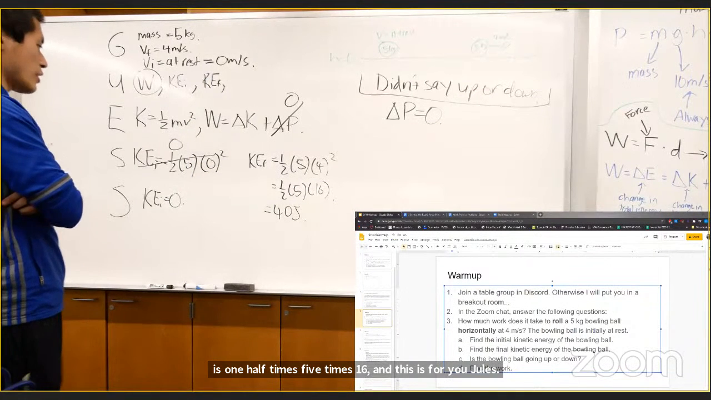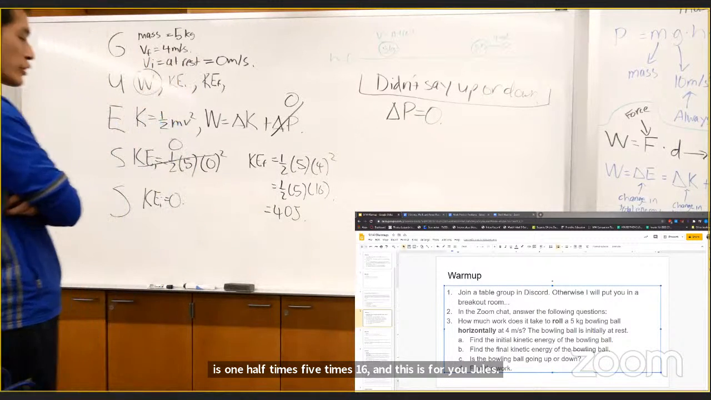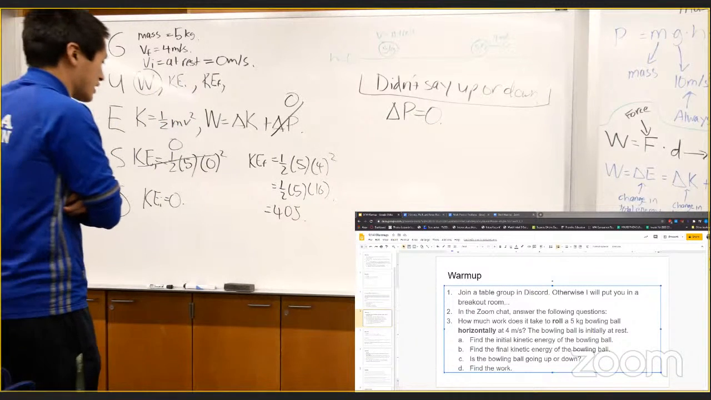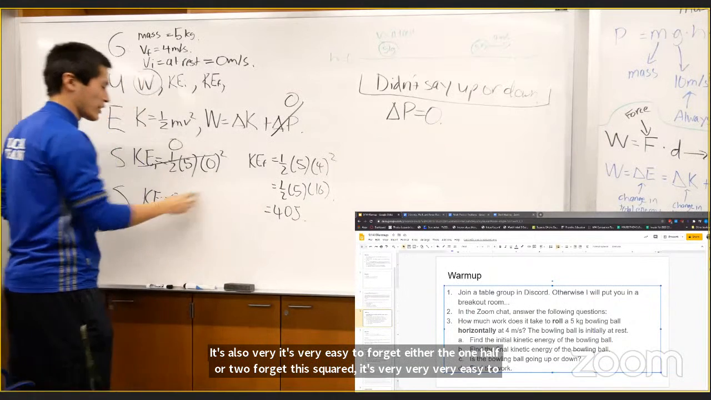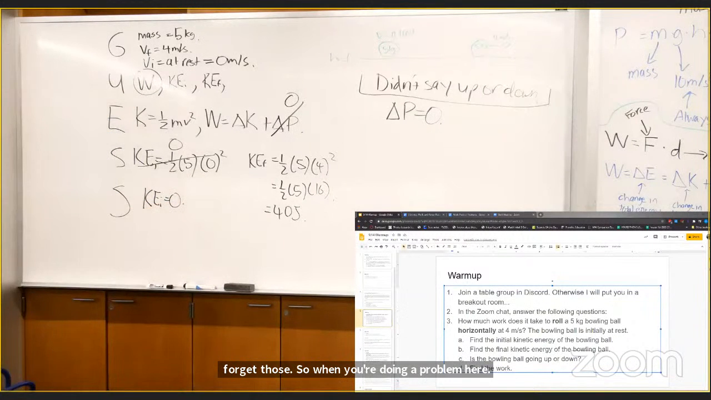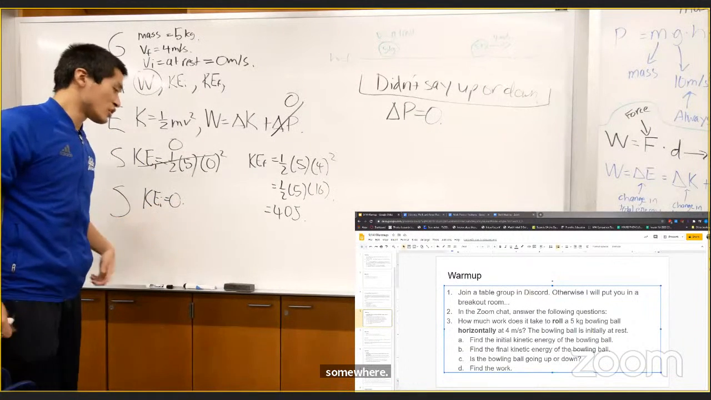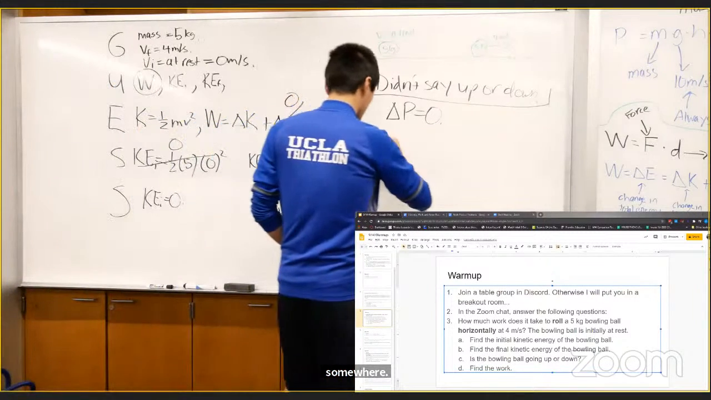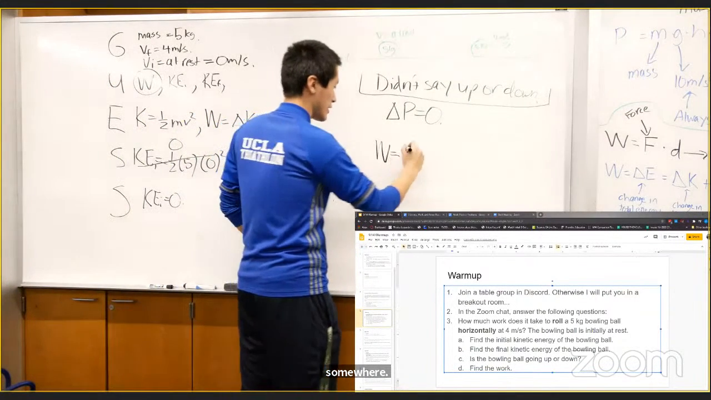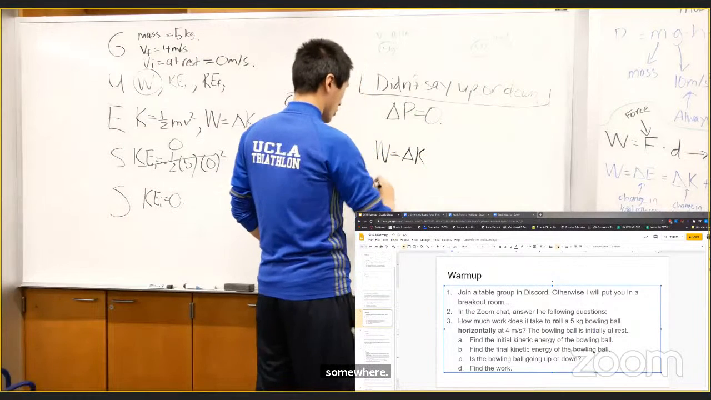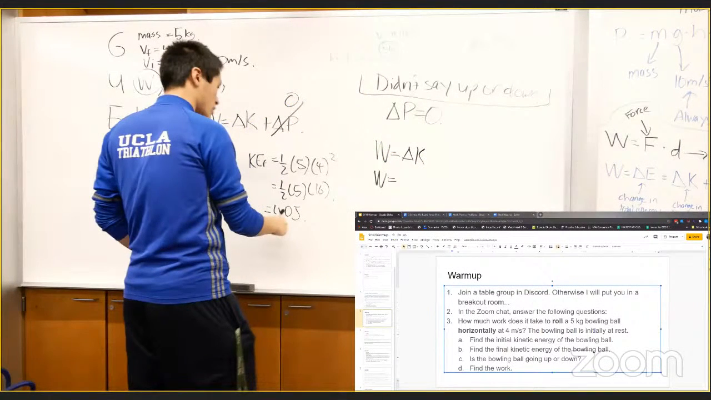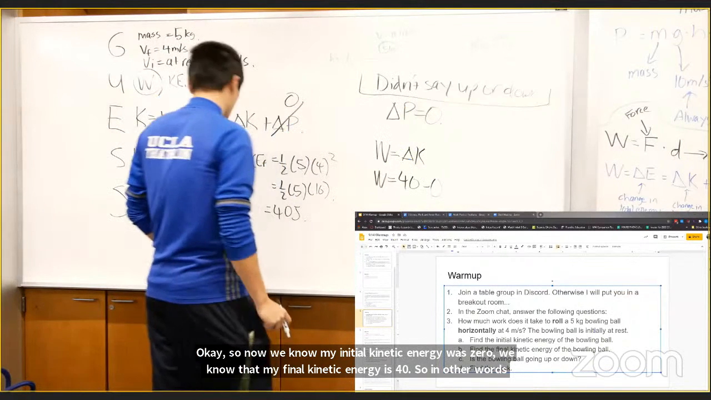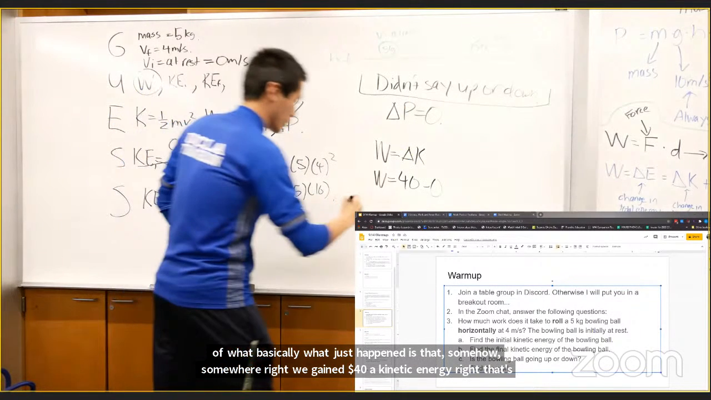Okay, so now we know my initial kinetic energy was 0. We know that my final kinetic energy is 40. So in other words, somehow, somewhere, we gained 40 joules of kinetic energy. That's our change in kinetic energy. So the work I did is equal to the change in kinetic energy, the final kinetic energy minus the initial, which is 0. And the work is 40 joules.